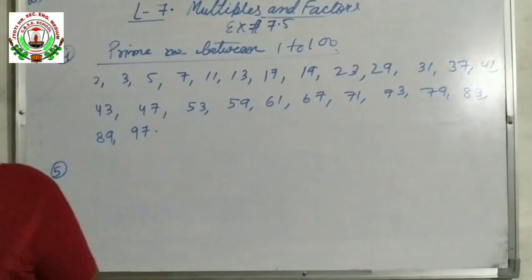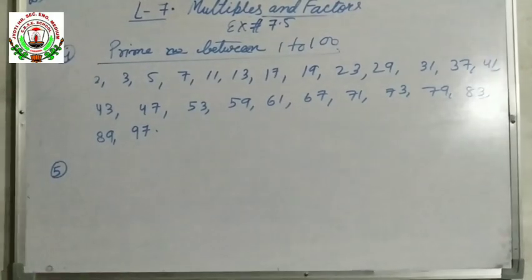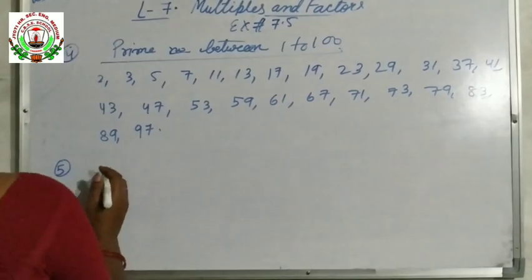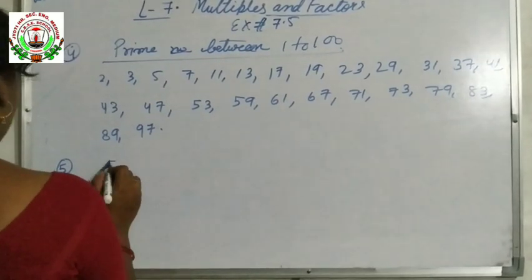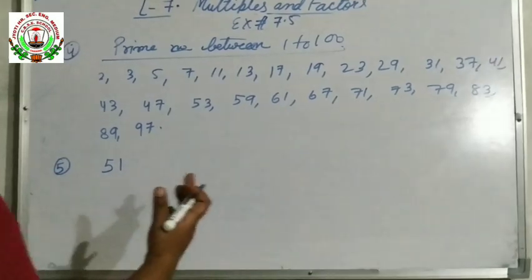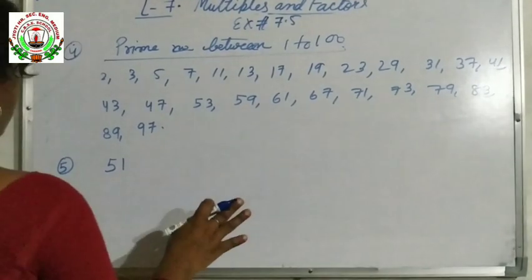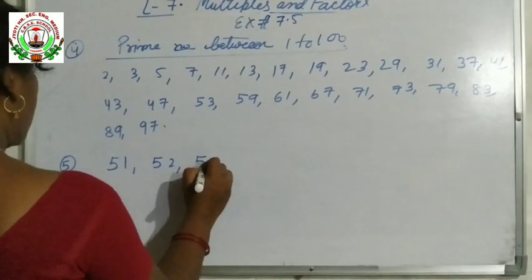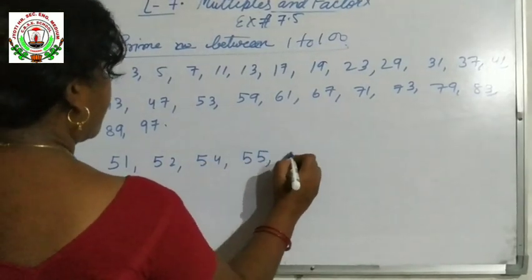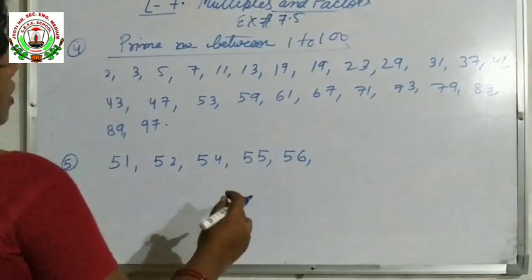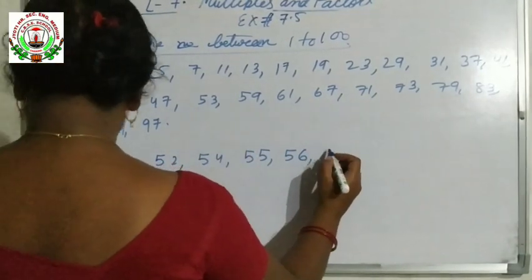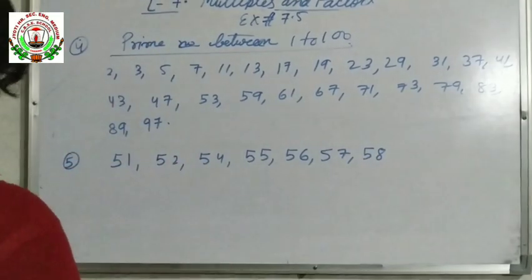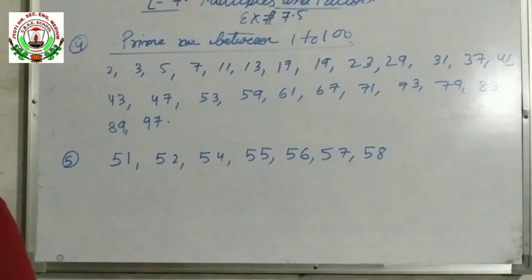Now answer number 5. In question number 5, write all the composite numbers between 50 to 60. So between 50 to 60, all even numbers you can write, and some odd numbers are also there which are having more than 2 factors. It is called a composite number. So 51, 52, 54, 55, 56, then 57 and 58. Understood? Up to 60, these are the composite numbers.